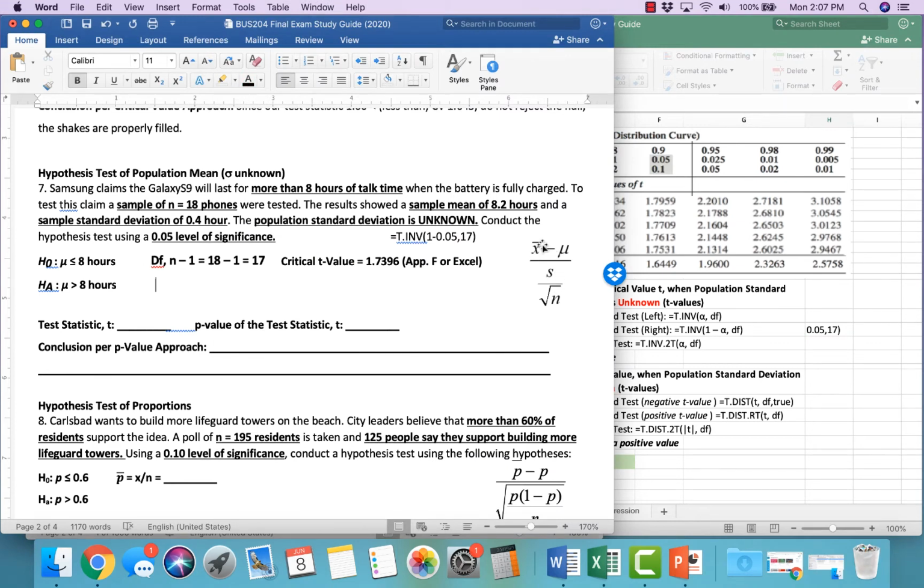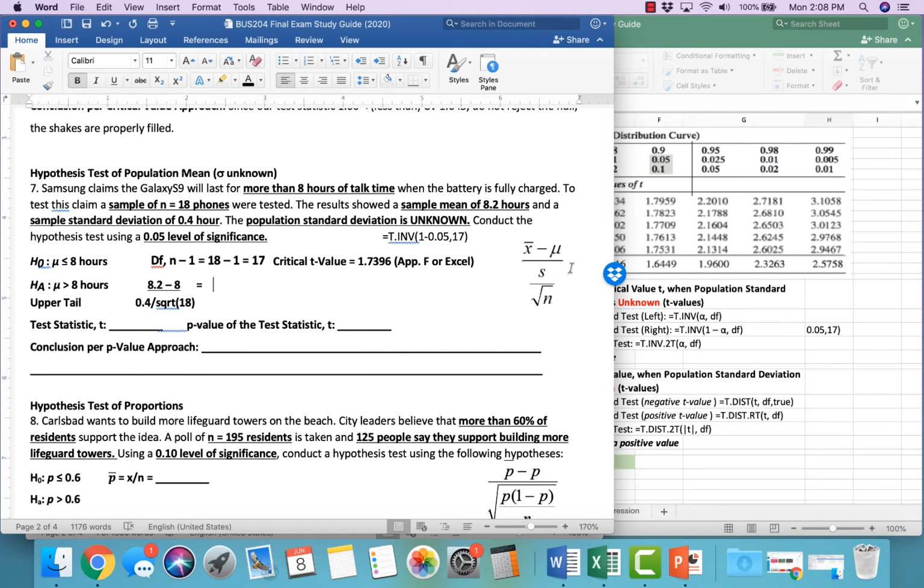Next, we have to find our test statistic. So again, you can use this formula here by plugging in the variables, or you can use Excel. So plugging in our formula, the 8.2 is our sample mean in the front, minus the hypothesized 8 hours, divided by our sample standard deviation of 0.4 over the square root of our 18 phones sampled. So my denominator, or my standard error here, will be 0.0943, and then when I divide these two, I get 2.12.